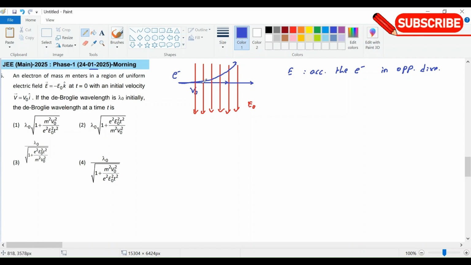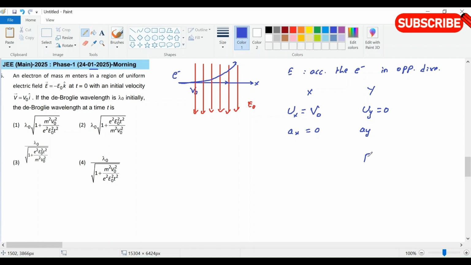This is the x axis, this is your y axis. So write the x component and y component separately and solve. Initial velocity in the x direction, ux, is v naught. But the y direction initial velocity is 0, because initially it was not there. Acceleration in the x direction is 0, but acceleration in the y direction is there because of the electric field.